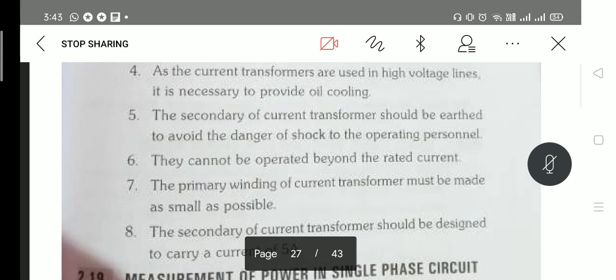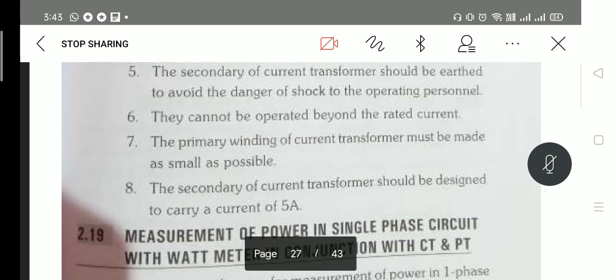Next one is, the primary winding of the current transformer must be made as small as possible. On the primary side, we take as small a size as possible in a current transformer. The secondary of the current transformer should be designed to carry a current of 5 amps. You can design up to 5 amps. These are the precautions of the current transformer.